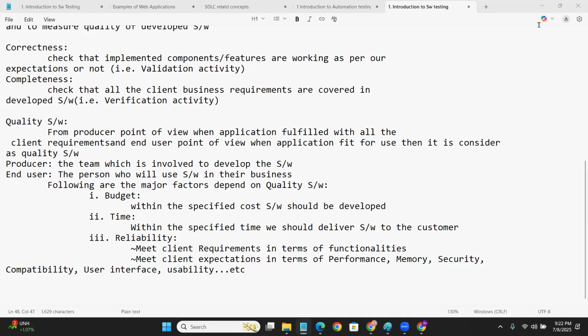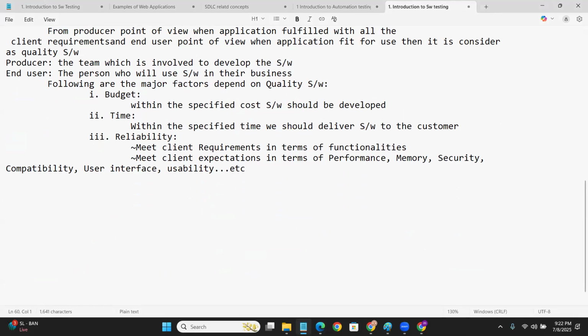So in simple terms, software testing is checking whether all the requirements given by the client are implemented properly in the software. That's what we have to test. Software testing is performed to ensure client business requirements in the developed software. That's the testing we are going to do.